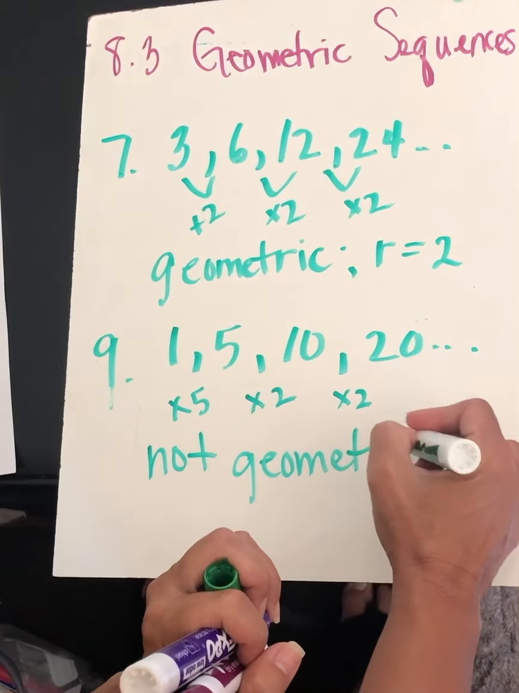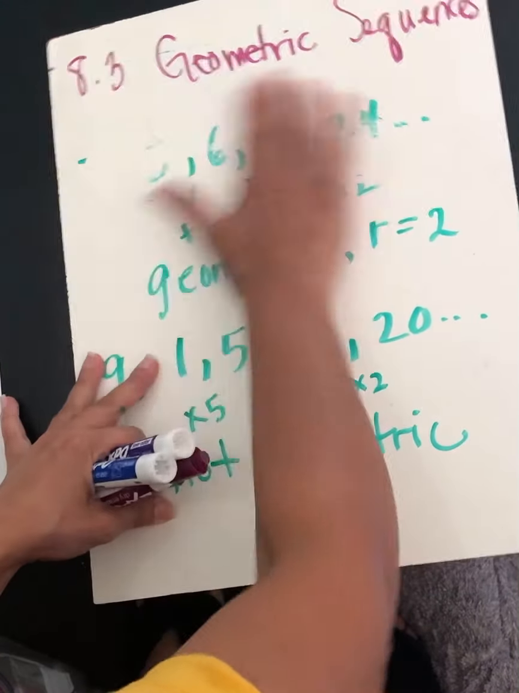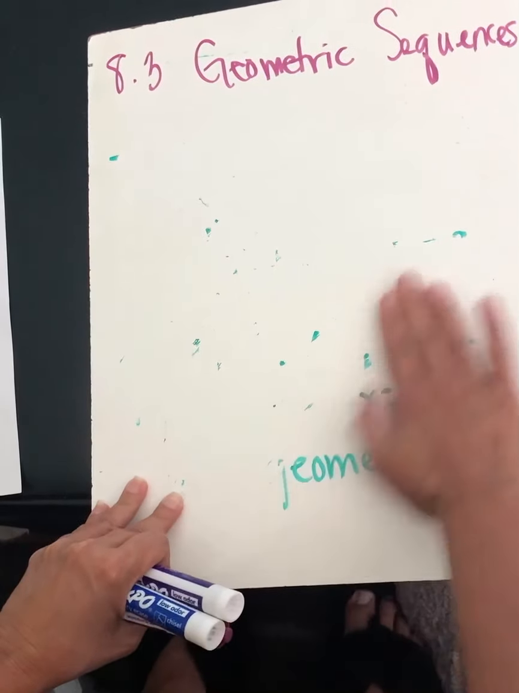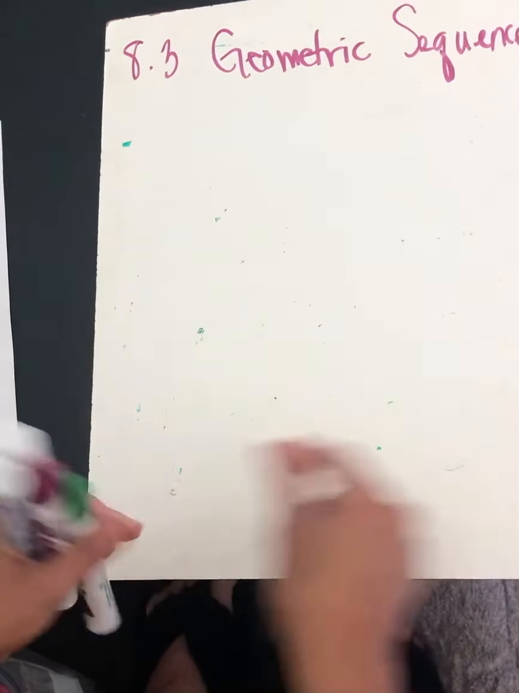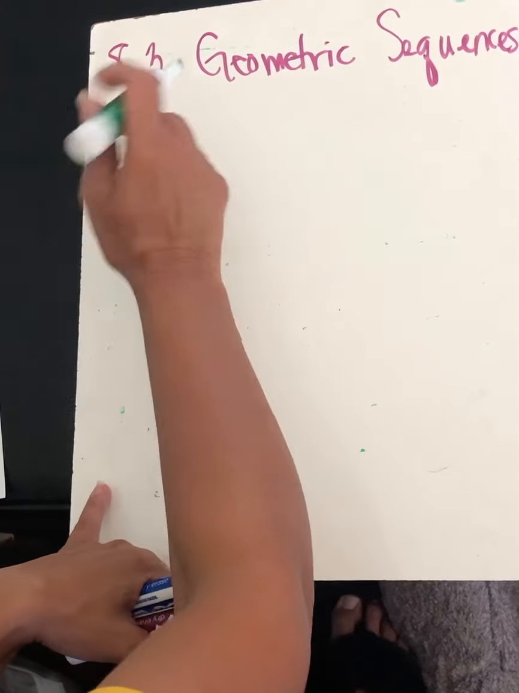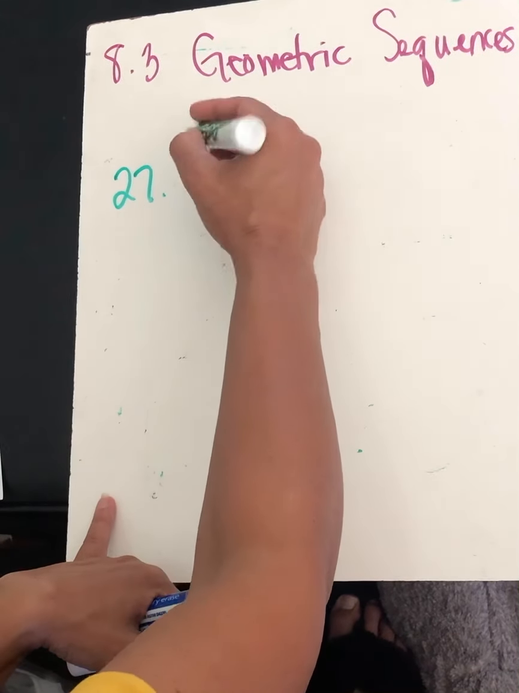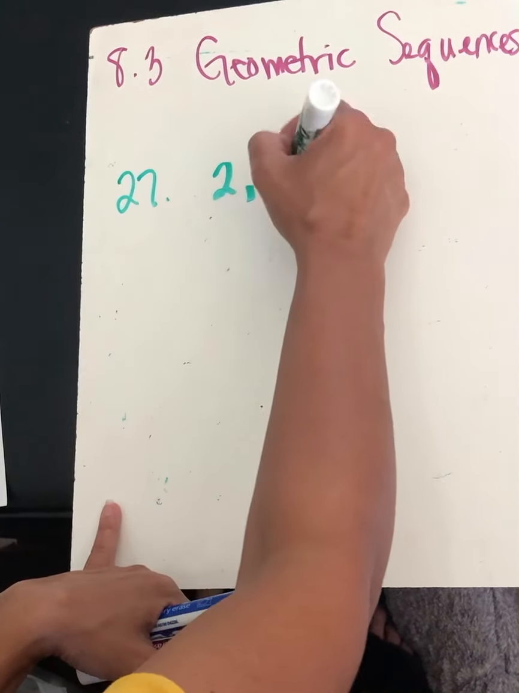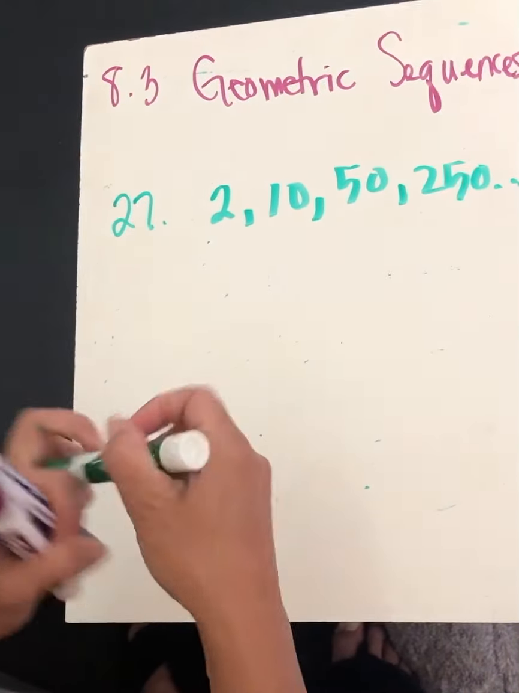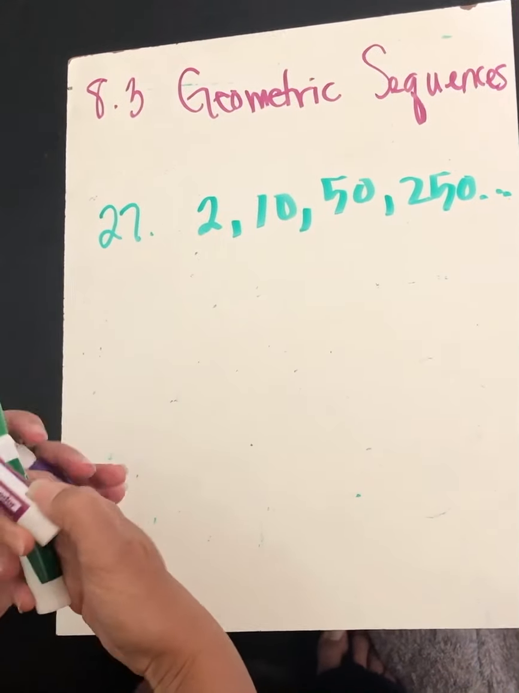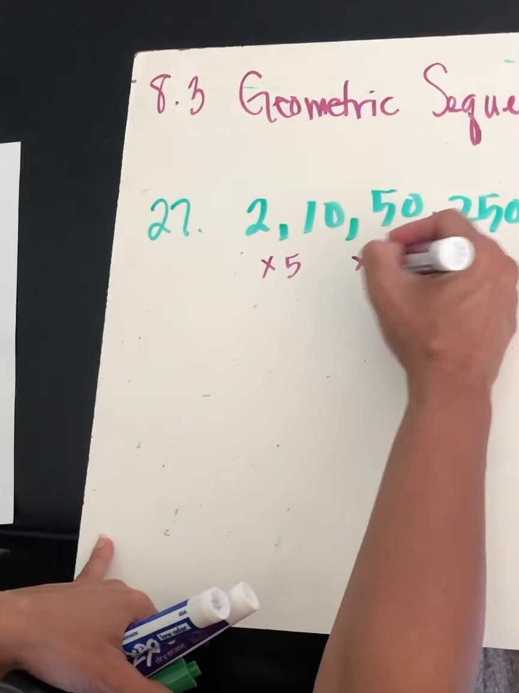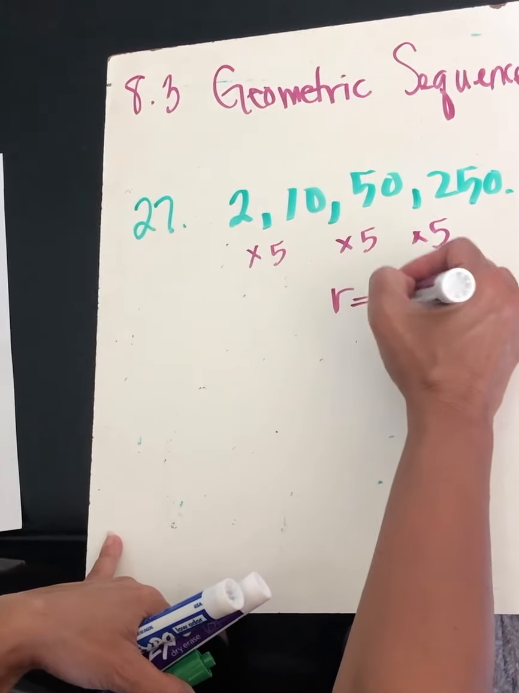The next problem I'm going to look at is number 27. On number 27, they ask you to find the general term, or the equation basically, to calculate any term in the sequence. So on 27, they give you a sequence of 2, 10, 50, 250, and then it keeps going, which is what the dot, dot, dot means. So on here, you want to determine what the common ratio is. So here you can multiply each of these terms times 5 to get the next term. So R, the common ratio, is 5.